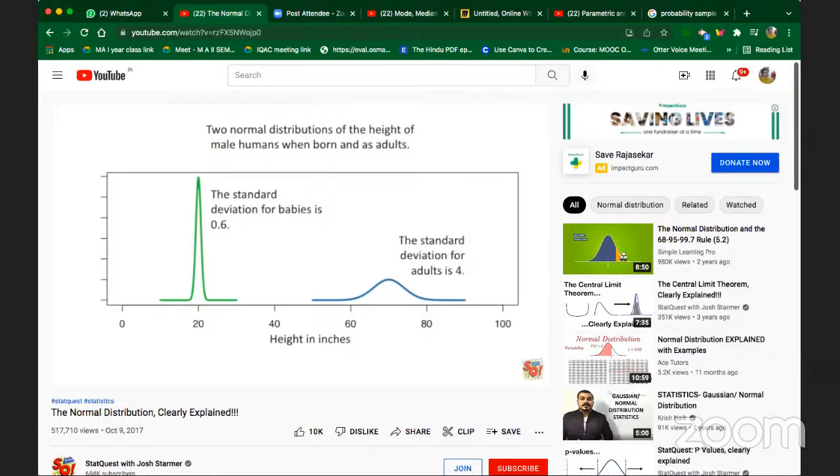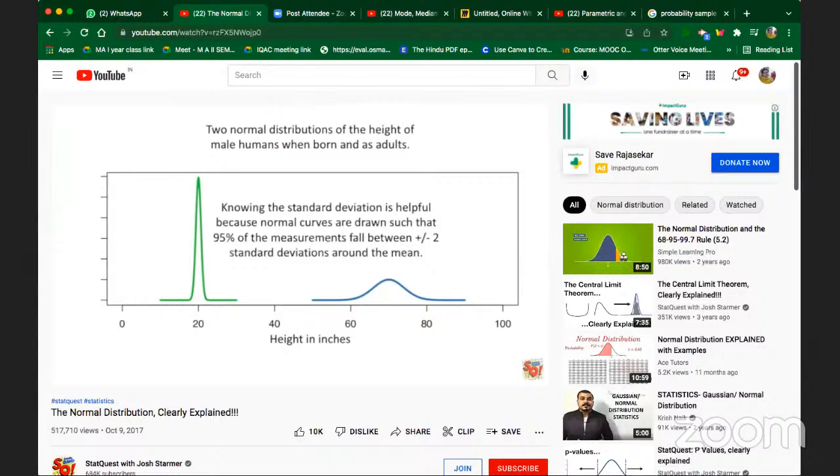So the standard deviation for babies is 0.6 here and the standard deviation for adults is 4 here. So knowing the standard deviation is helpful because normal curves are drawn such that 95% of measurements fall plus or minus 2 standard deviations around the mean.